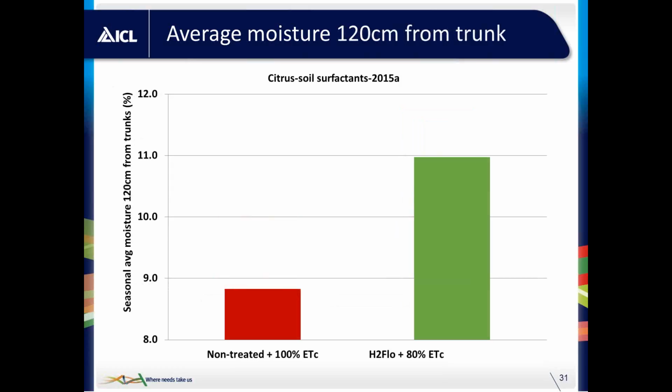And the differences are even more clear as you move further away. So this is at 120 centimeters from the trunk, and you can see here there's a very low percentage of moisture with the non-treated 100%, but that's increased a lot with the 80% water and H2Flo. So you can clearly see that the H2Flo is moving the water in a much larger, wider area away from the base of the trunk.